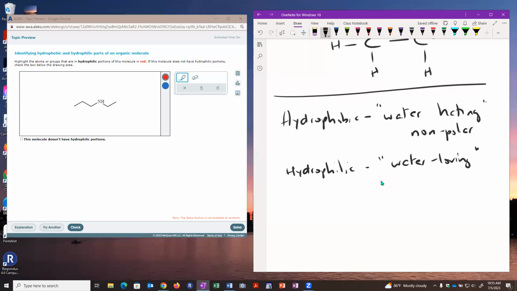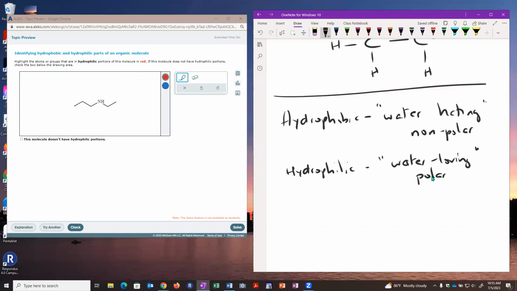And because it likes water, what sort of things would like water? Well, water itself is polar. So something that would like water would also be polar. So if we have a structure given, we need to identify, in this case, the hydrophilic portions in red. All right, what would make something hydrophilic?